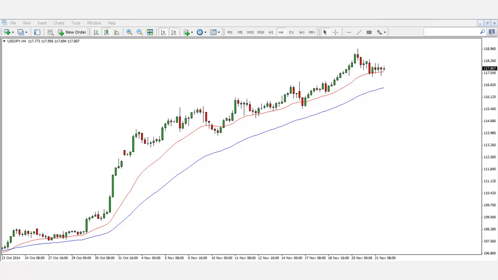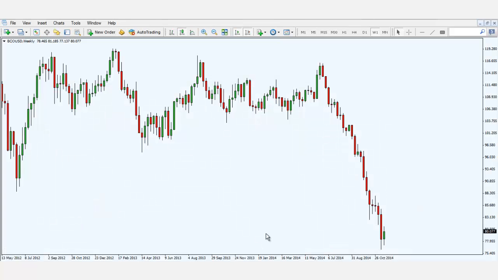And last but not least, let's look at a particular commodity which has fallen to multi-year lows. It is none other than crude oil. All right, so this is the weekly chart of crude oil, and let's talk a bit about the price action it has exhibited over the last few weeks. Because this is a weekly chart, you see this very strong bearish momentum towards the downside.